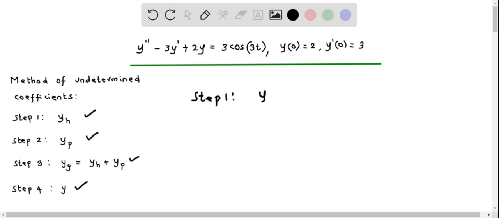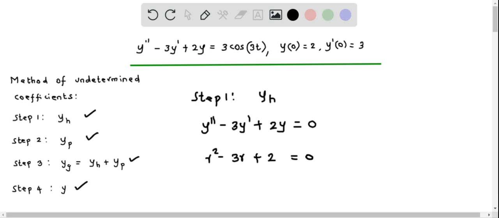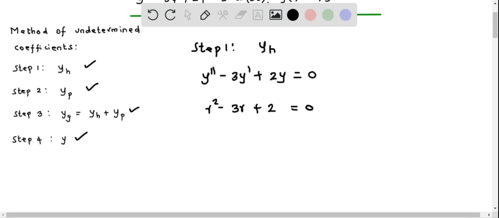So here we have to determine the homogeneous solution. For this, I'm going to write down the characteristic equation. We take the expression on the left, that is y double prime minus 3y prime plus 2y, and this equals 0. So this is the homogeneous equation. Let's write the characteristic equation. I'm going to replace y double prime by r squared and y prime by r, so it becomes minus 3r, plus y is replaced as 1, so 2 times 1 is 2. So this is our characteristic equation. Let's solve this. This is a quadratic equation.